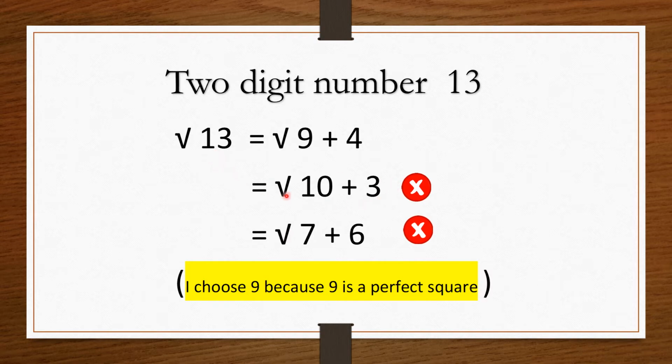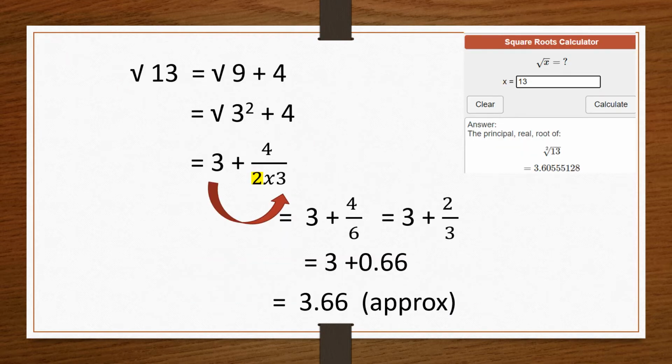I'm not going to choose these two combinations because 10 and 7 are not perfect squares, whereas 9 is a perfect square. So I am going to split this 13 as a combination of two numbers where 1 is a perfect square. Okay, now root of 13 is going to be written as root of 9 plus 4.